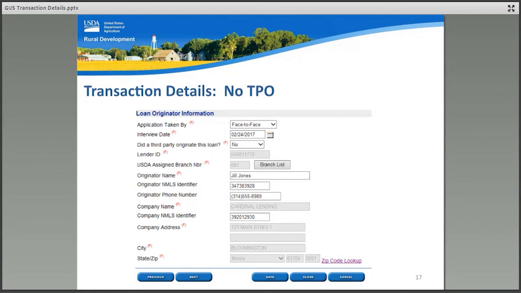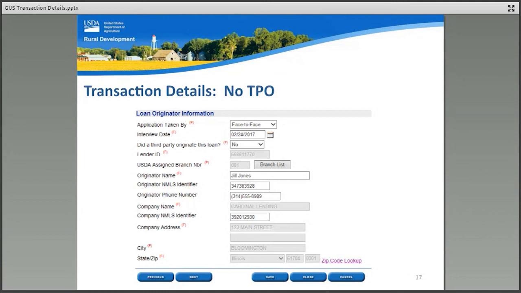When this selection is made, the data fields on this application page will adjust to capture additional information if applicable. Lender ID. The data field will capture the lender tax ID associated with the user's e-authentication ID. This data field cannot be edited. USDA assigned branch number. The branch number associated with the user's eAuth ID will display. If the user is eligible to select an alternate branch number, they may select the branch list option. All branch numbers assigned to their ID will display, and they may select an alternate branch.